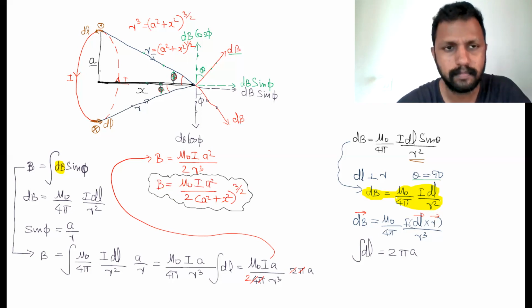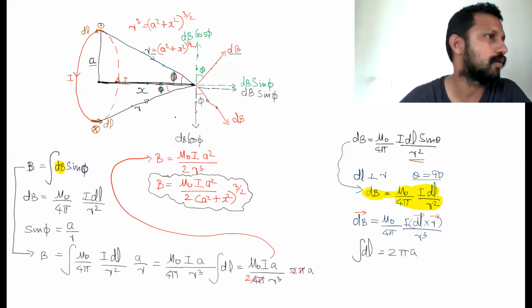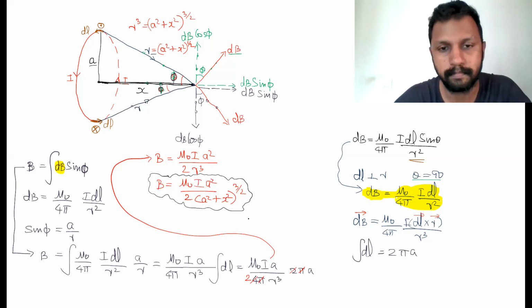What is a? A is the radius of the circular loop. What is I? I is the current passing through the loop. What is x? X is the distance from center to the axial point. Then this is the magnetic field intensity at the axis of the circular loop.